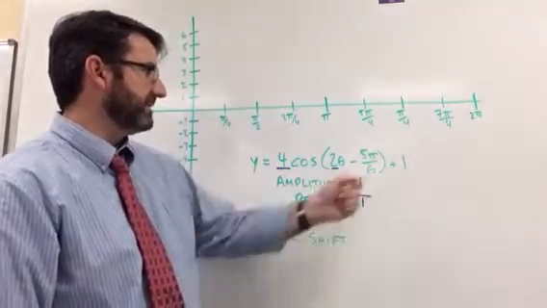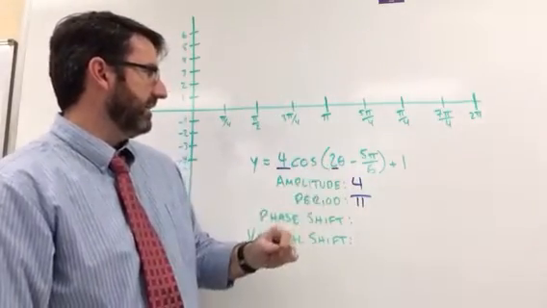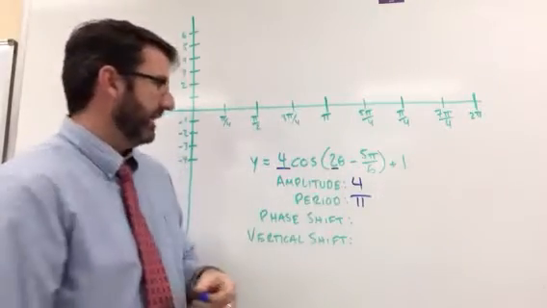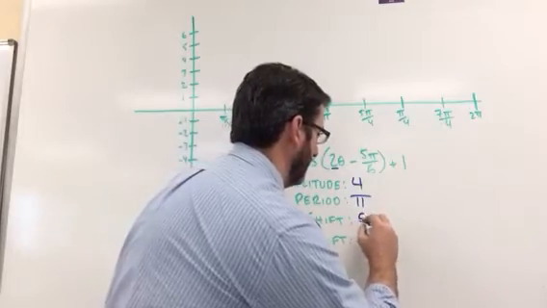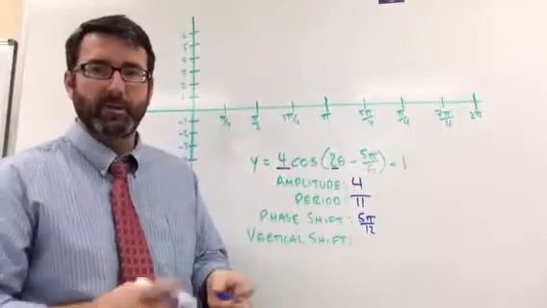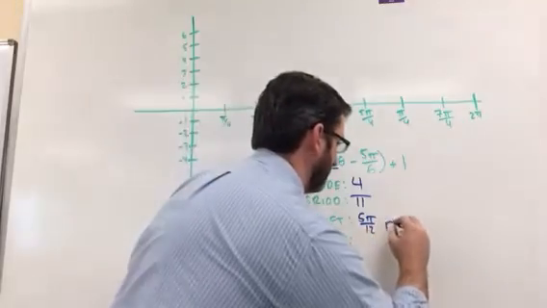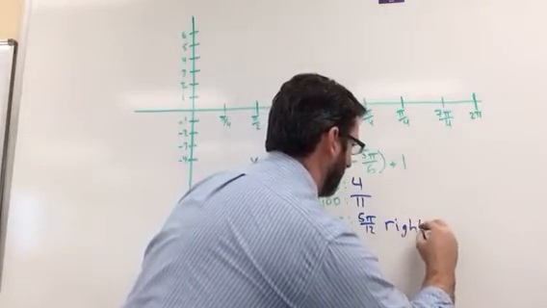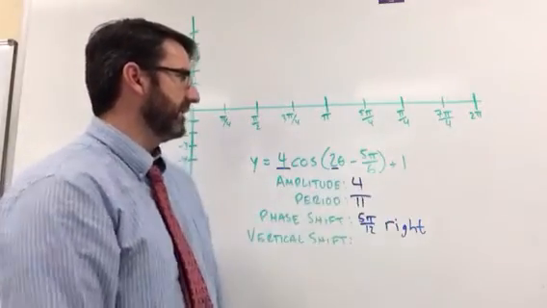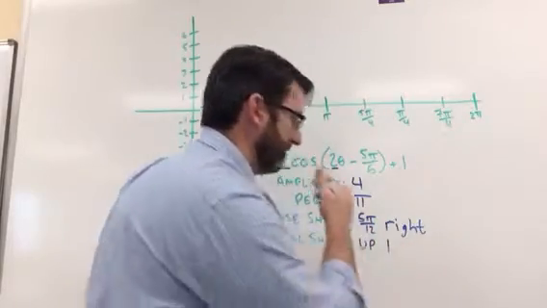The phase shift is going to be this number here, 5 pi over 6, divided by this 2. So 5 pi over 6 divided by 2 is going to be 5 pi over 12. And remember, this gets shifted the opposite direction of what we would expect. So since we're subtracting here, that's going to shift to the right. And then our vertical shift is just this number out at the end. It's plus, so it's going to be up 1.